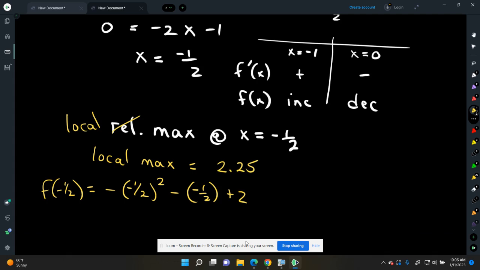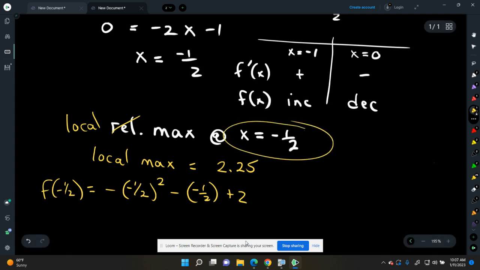Whenever you do those, you're plugging in the f of x. But when you're trying to find the other, you're plugging in the f prime of x. I used f prime of x to determine that it occurs at x equals negative 1/2, where it increases. So the local max is just the y value for that? Yes, the actual value.